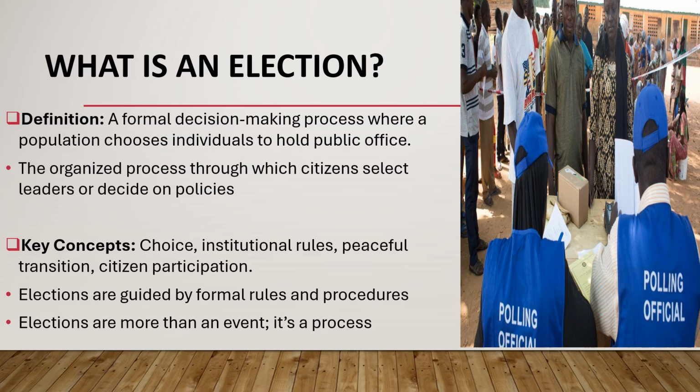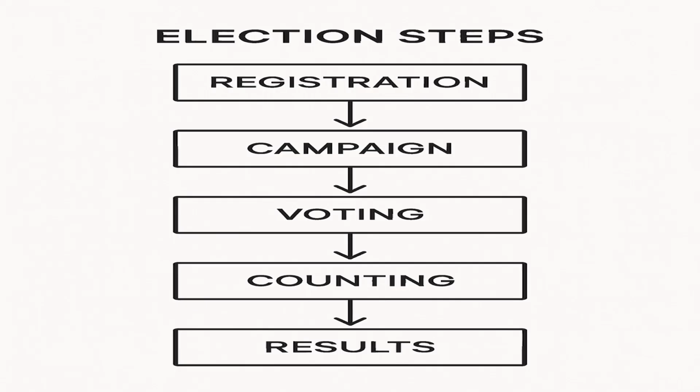And so this is what an election is. So at this level, this is what we are talking about. And then we move to election steps, where you see a diagram over here. There's registration in the election. We have campaigning. There is voting. There is counting. There are results. This is not the only steps in an election, because there is a before, during, and after. But these are some of the steps that are underlined in elections.